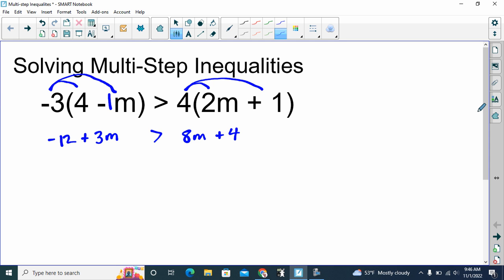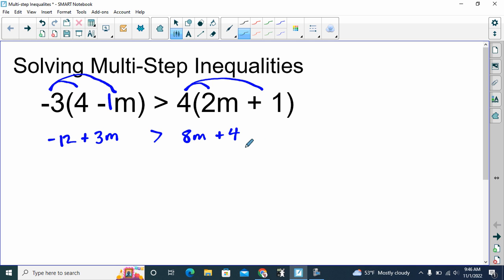At this point, if we have any like terms, we can combine them. Remember, like terms need to be on the same side. I've got -12 and 3m. Those are not like terms. 8m and 4 are not like terms. They don't have the same variable. There's nothing I can combine. So we need to move all of our variables over to the same side. So I've got +3m and +8m. They need to be moved to the same side of the inequality.